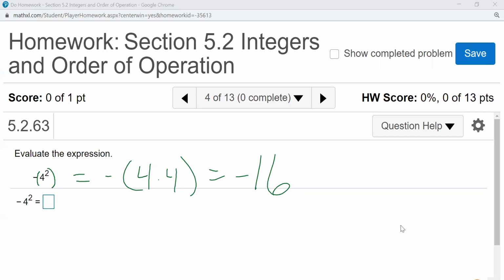So again, just make sure you understand where the negative sign is. Here, it was not in the parentheses. There was no parentheses originally.